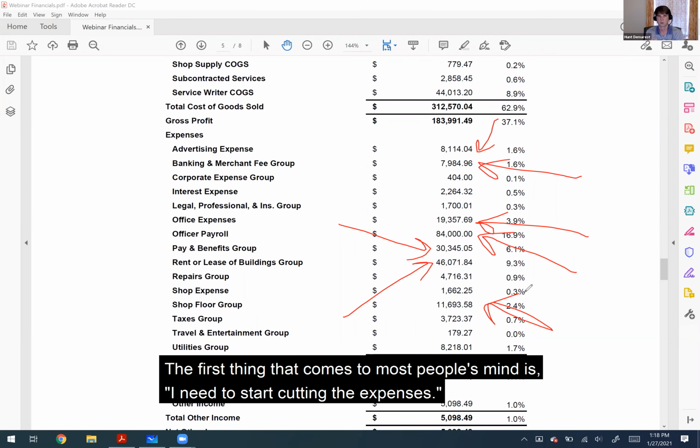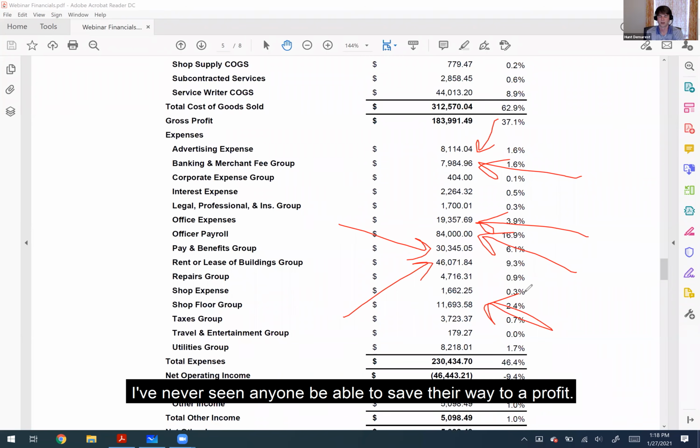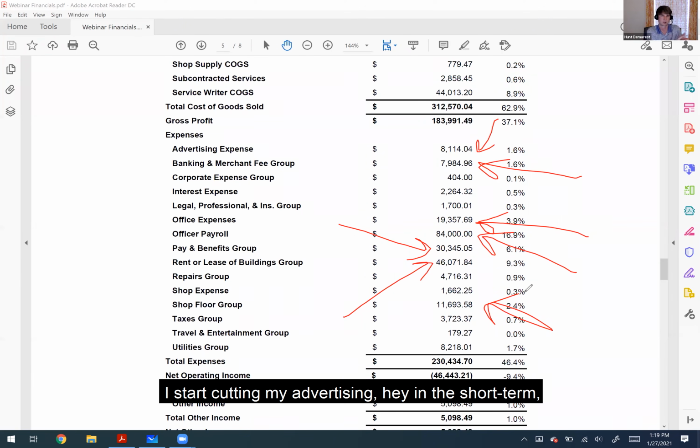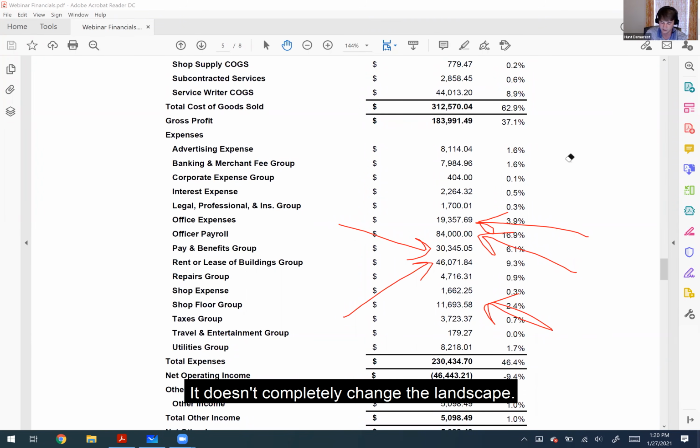The first thing that comes to most people's minds is I need to start cutting the expenses. I've never seen anyone be able to save their way into a profit. If I start cutting those expenses, what's going to happen to me on the back end? I start cutting my advertising. In the short term, sure, I'm saving money. I'm not paying my advertisers, but what's that going to do to car count? Is car count going to dry up and actually magnify this problem? It doesn't completely change the landscape.